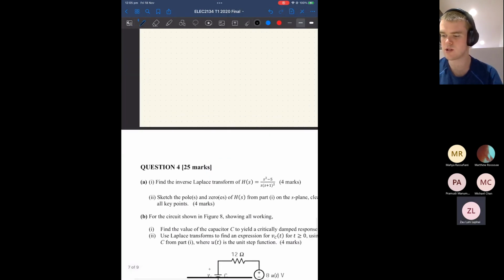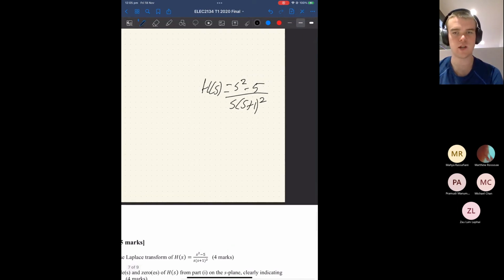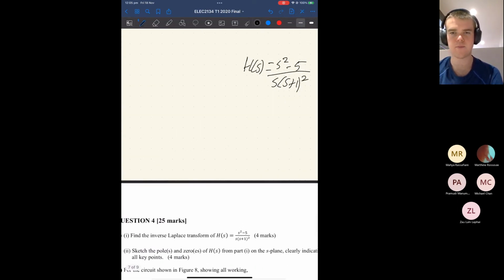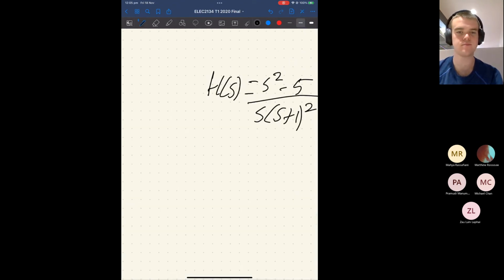So we're asked to find the inverse Laplace of H(s) equal to (s squared minus 5) on s(s plus 1) squared. What are people thinking is the best way to find the inverse? You'd probably just use partial fractions.